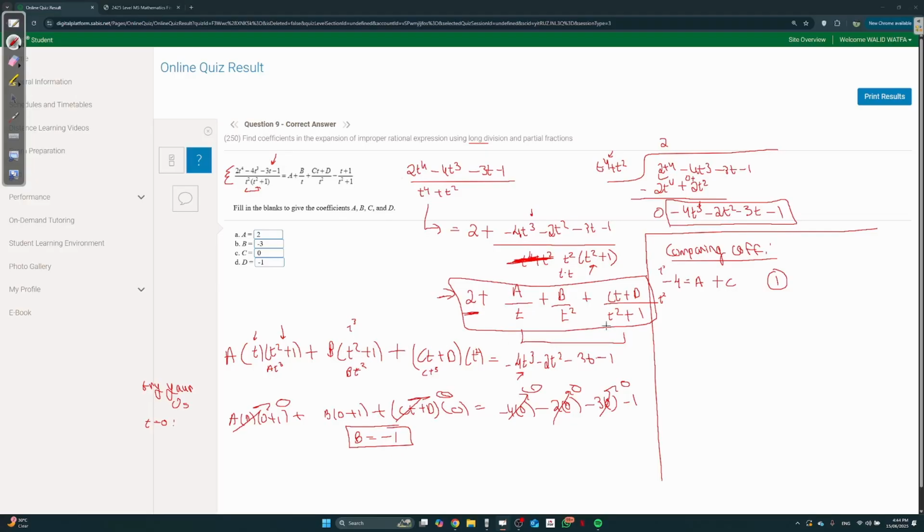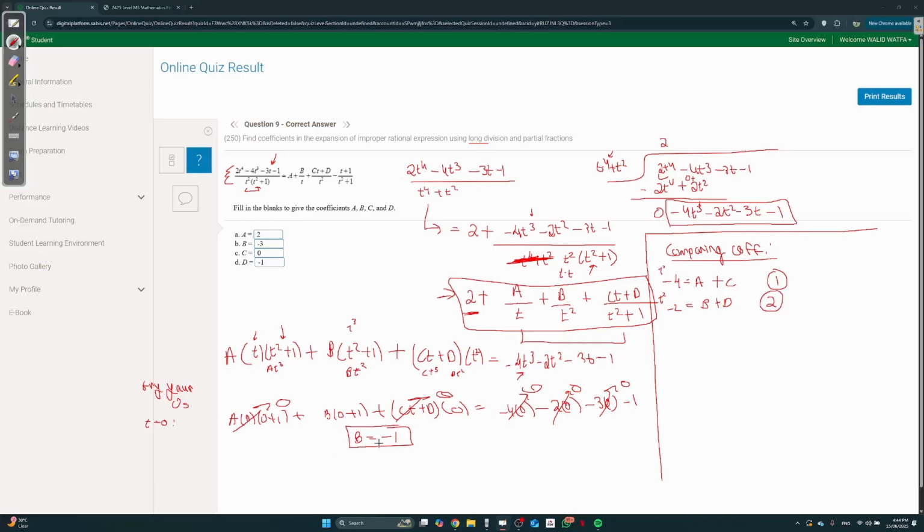So for t squared, we found our first one is b over here. Here, ct plus d times t squared. Ct times t squared, we said, is ct cubed, but d times t squared is dt squared. So I'm going to get a term with t squared, so the coefficient is d. How much is the coefficient of t squared in the actual equation? Minus 2. So as you can see here, we found our second equation.